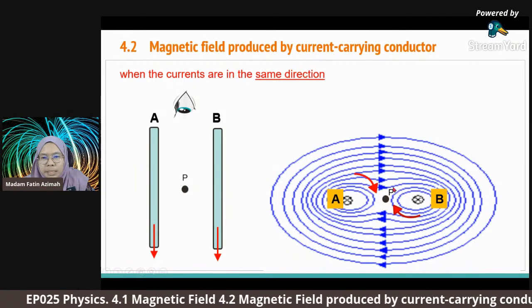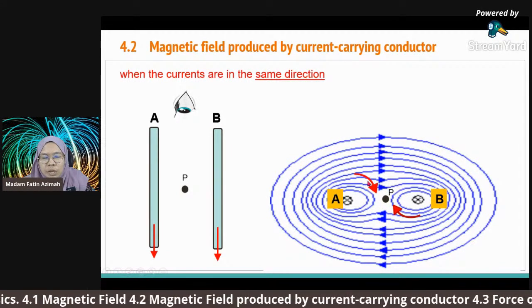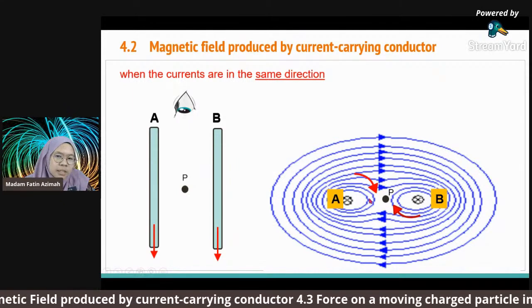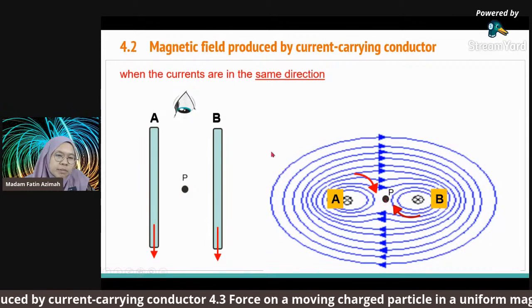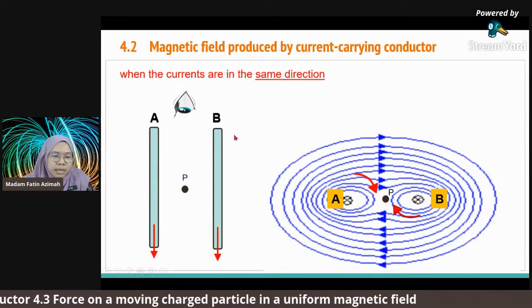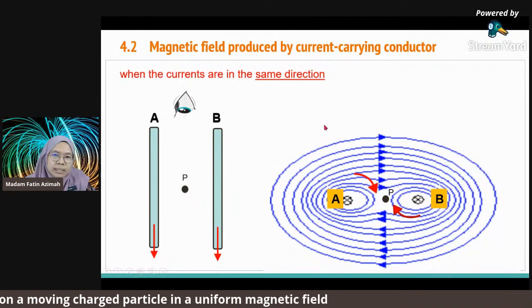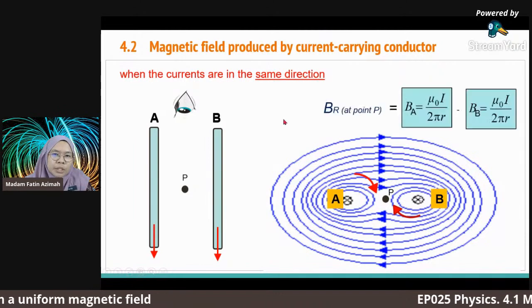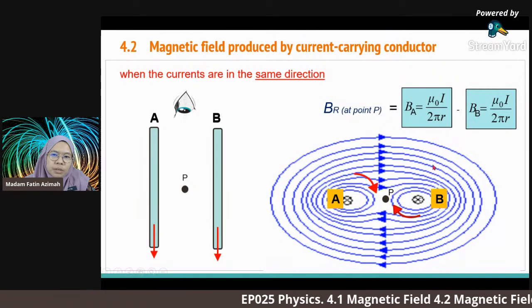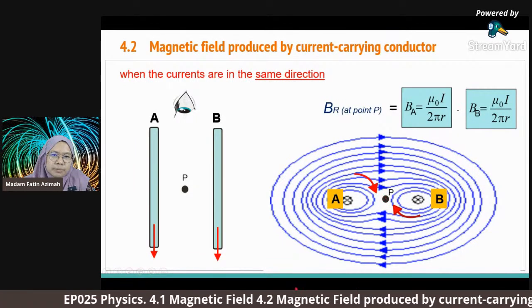But at point P, we can see that the directions of the magnetic field lines are opposite. So if the magnitudes are the same, you will have a neutral point. Okay, and in order to calculate the resultant magnetic field strength at point P, you can use the formula that you have seen just now. Because they are in opposite directions, we need to subtract.